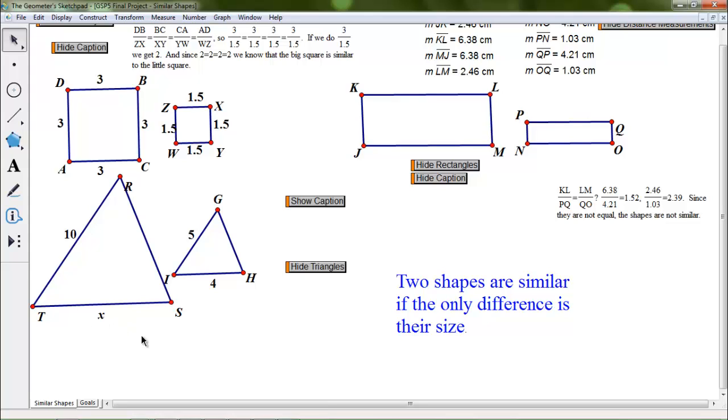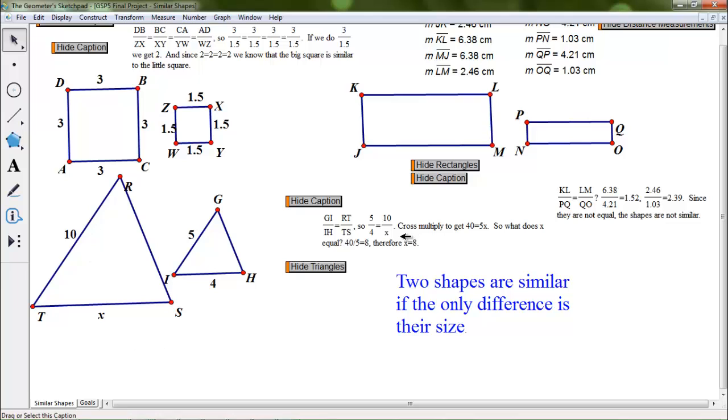Well, we can use the same equation that we used before, where we put one over the other, and make sure it's consistent. So we can put 10 over 5 and X over 4, or we could even put 10 over X and 5 over 4. We just have to make sure that we're using the same thing consistently. What I did here was put GI over IH and then RT over TS. So we have 5 over 4, and we have 10 over X.